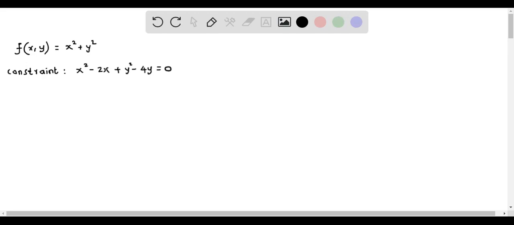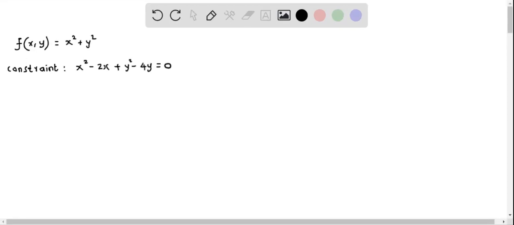We now find the maximum and the minimum value of the function f(x, y) = x² + y² using the constraint equation x² − 2x + y² − 4y = 0. So this is our objective function, that is f(x, y), and we have this constraint equation.